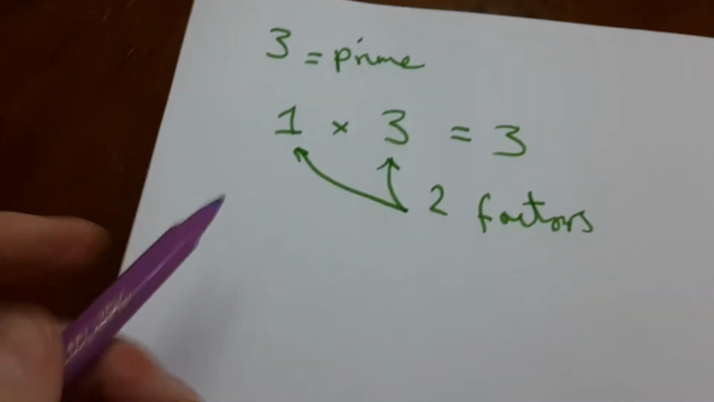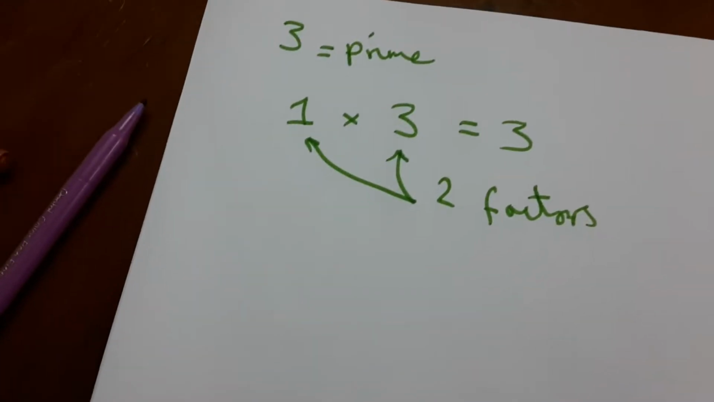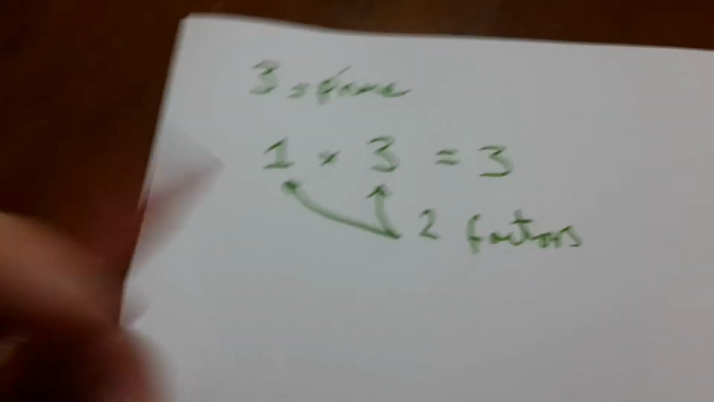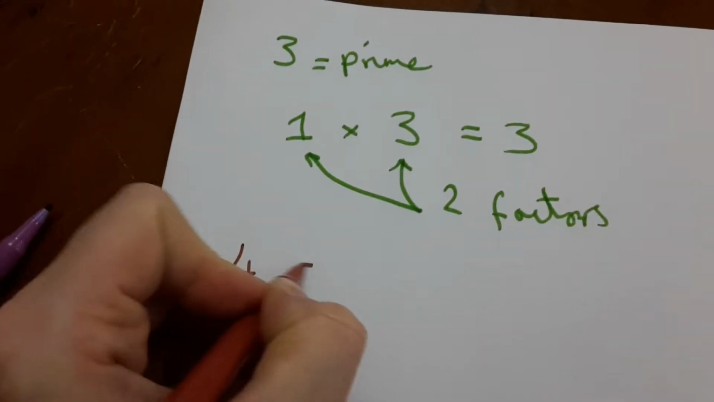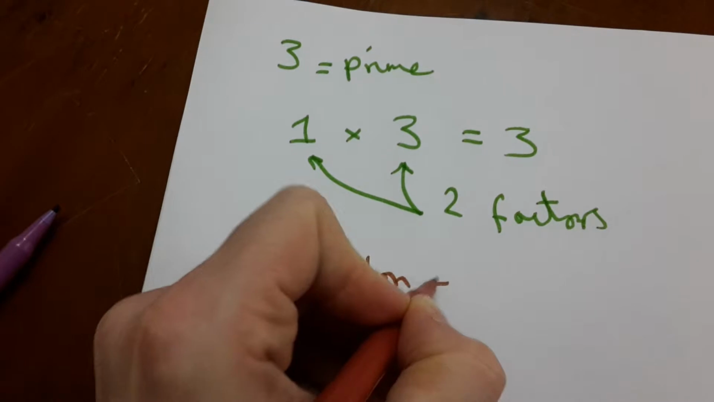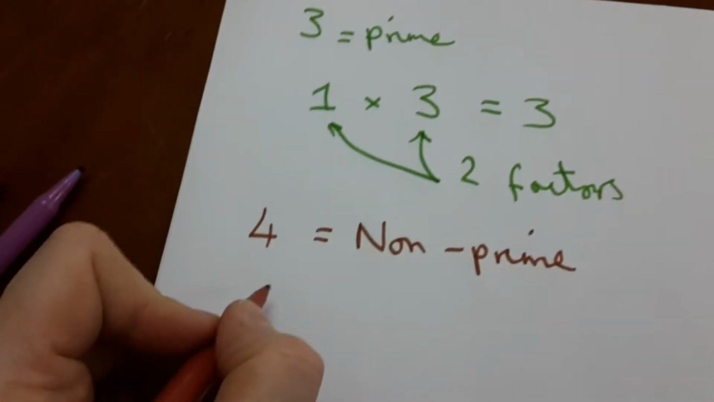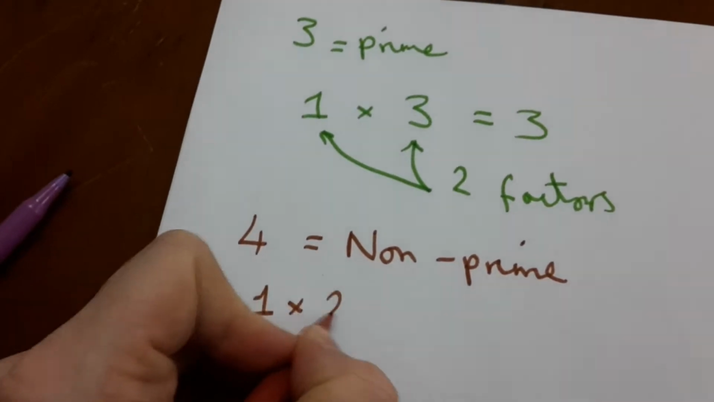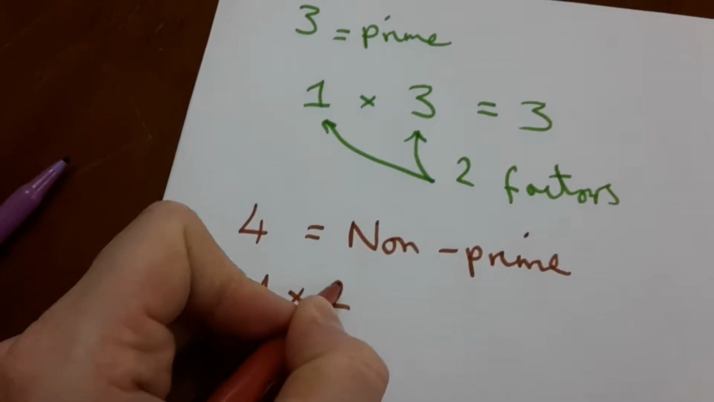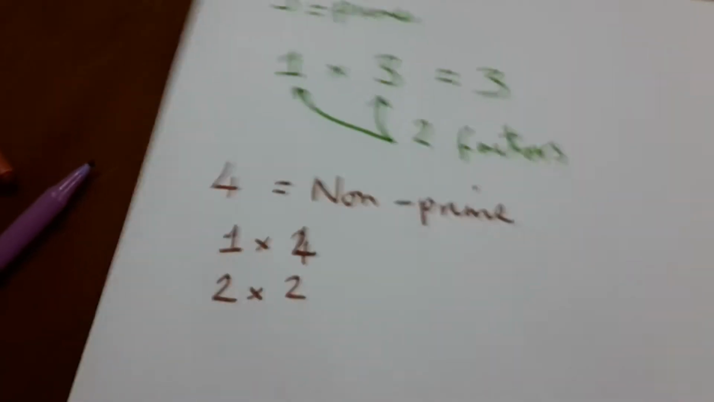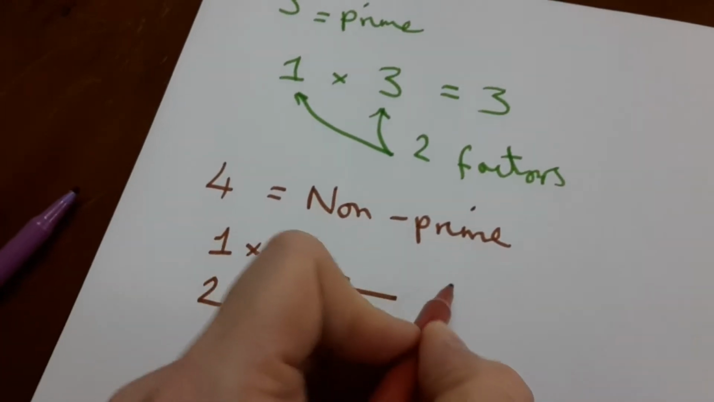Whereas 4 isn't prime. Where's my red pen gone? I've lost it. There it is. And we call that non-prime, rather than not prime. Because you have 1 times 2 and 1 times 4 and 2 times 2. So it has 3 factors.